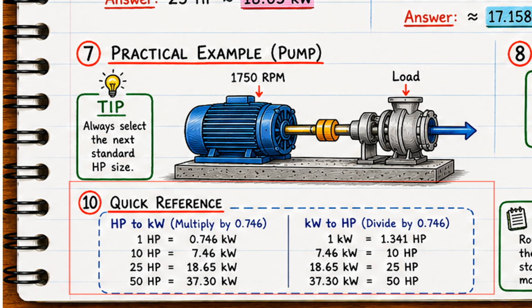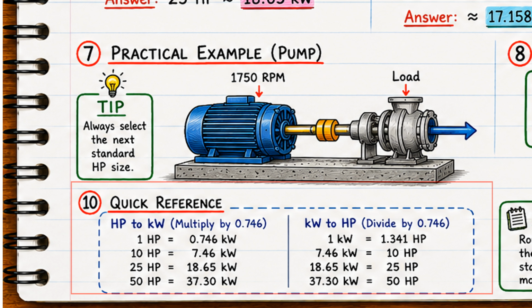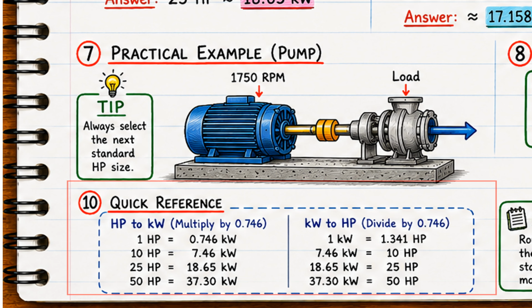So, in this lesson, we learn 3 key points. First, 1 horsepower is equal to 0.746 kilowatts. Second, to convert horsepower to kilowatts, we multiply by 0.746. And third, to convert kilowatts to horsepower, we divide by 0.746. These 3 simple rules allow you to quickly convert between horsepower and kilowatts whenever you are reading motor nameplates, selecting motors, or performing electrical calculations.